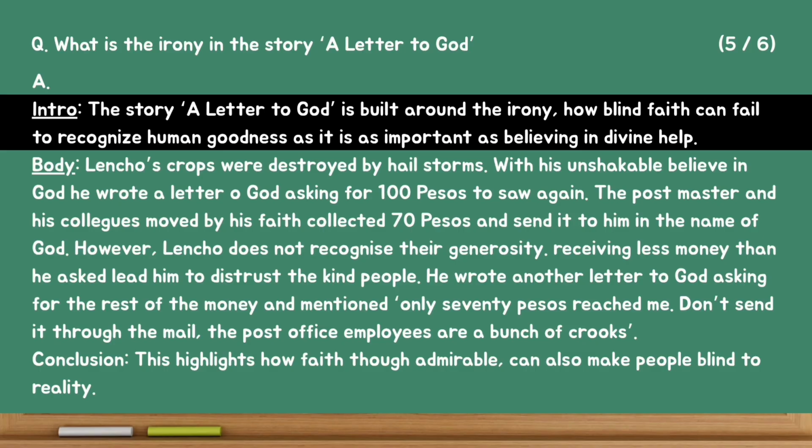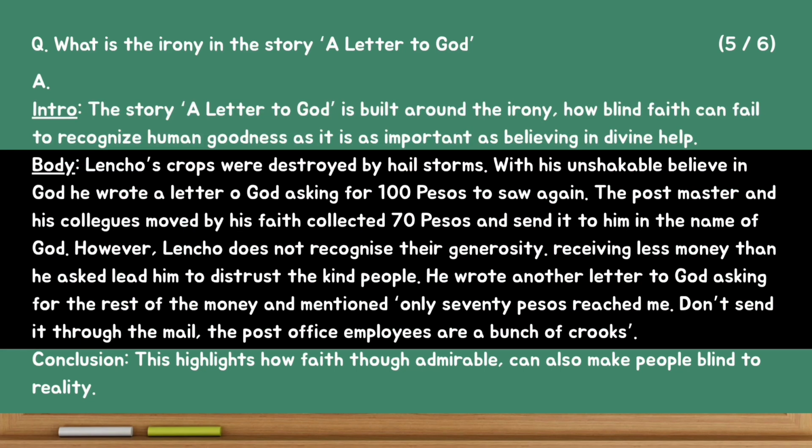First, we will write the introduction. The story, A Letter to God, is built around the irony of how blind faith can fail to recognize human goodness, which is as important as believing in divine help. The body of the answer will run like, Lencho's crops were destroyed by hailstorm. With his unshakable belief in God, he wrote a letter to God asking for 100 pesos to sow again. The postmaster and his colleagues, moved by his faith, collected 70 pesos and sent it to him in the name of God. However, Lencho does not recognize their generosity.